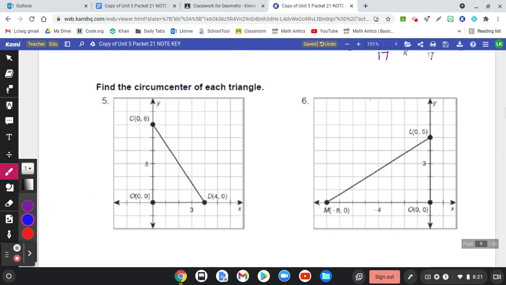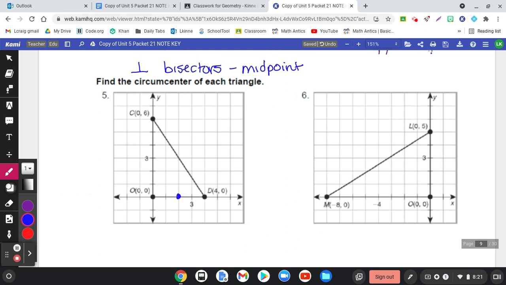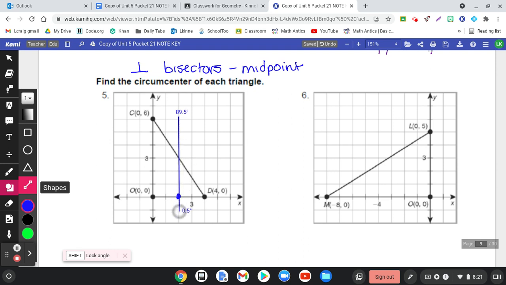Now, if you want to find the circumcenter, again, it's made up of perpendicular bisectors. So you're going to draw a perpendicular line through the midpoint. And it's easiest to look at the two sides that are vertical and horizontal. So let's look at this bottom part. This has a distance of 4. What's half of 4? 2. So there's the midpoint of that line. Since your line's going straight across, if I draw a line straight up and down, that's the perpendicular bisector of this line segment.